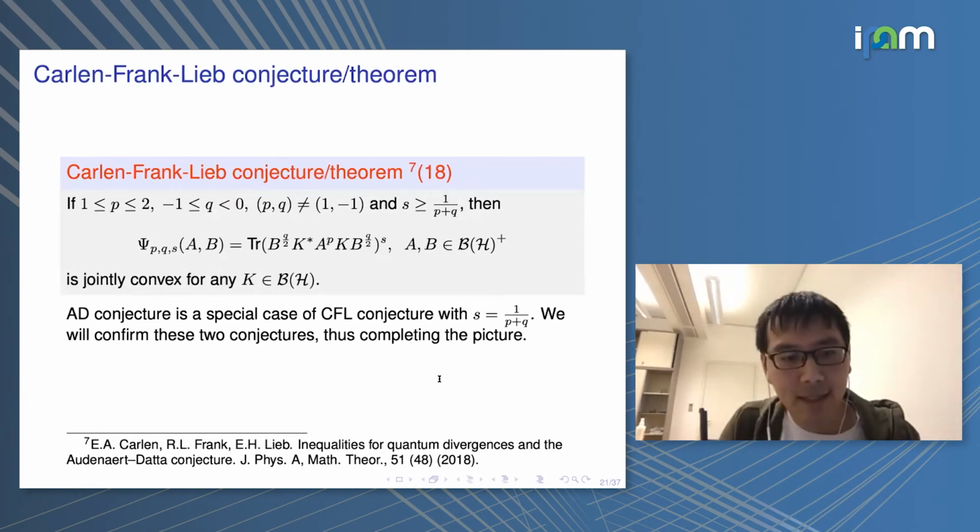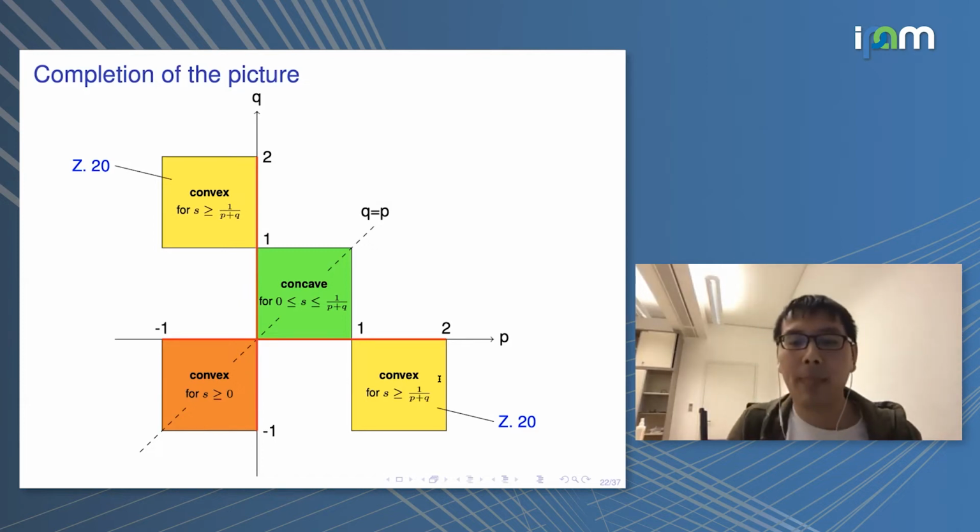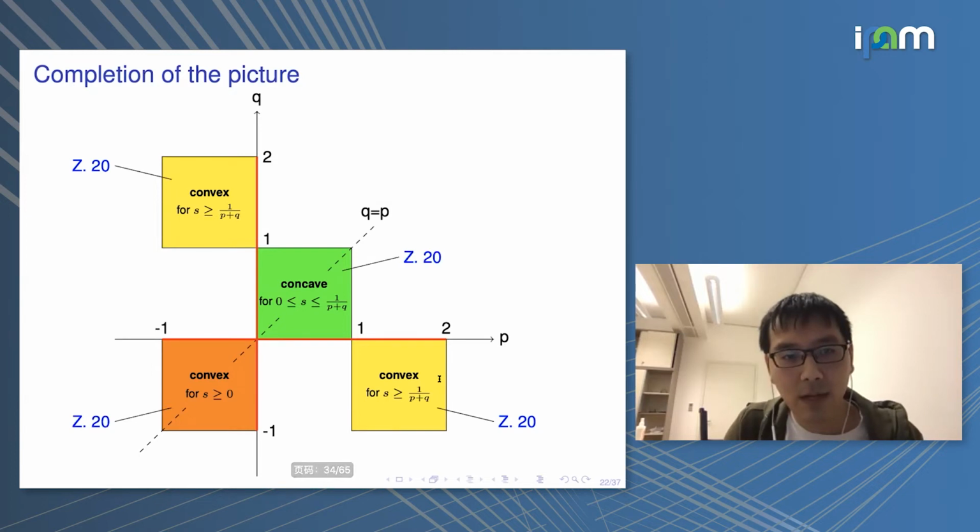You can easily see that the AD conjecture is just a special case of the CFL conjecture by taking S to be 1 over P plus Q. And we will confirm these two conjectures, and therefore the picture is complete. As I said, we will complete this picture. So we prove that in the yellow part, the convexity is true whenever S is bigger than or equal to 1 over P plus Q. And the proof is actually very easy. But more surprisingly, the same proof actually applies to the green part and orange part.